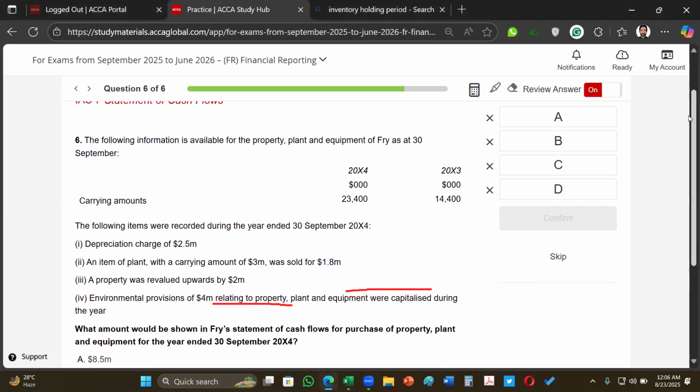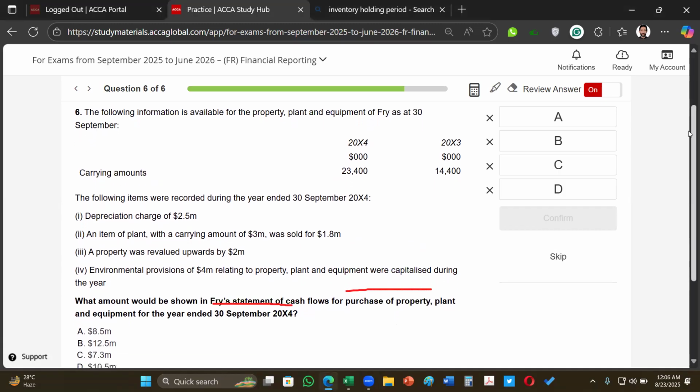So what do we have? In the start, we had this, let's clear the drawing. So we had the following information is available for the property, plant, and equipment of Fry. We have the carrying amounts. The opening carrying amount is 14,400 and the closing is 23,400. These are the following items that were recorded during the year ended 30th of September 2024. There is this depreciation charge. We will deduct it. An item that had a carrying amount of 3 million was sold for 1.8 million.